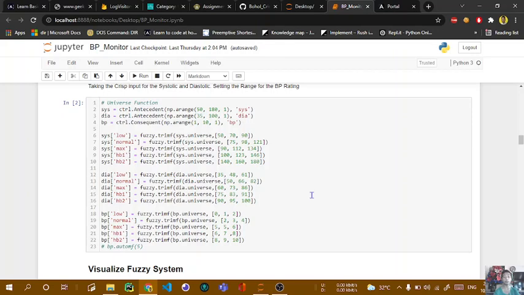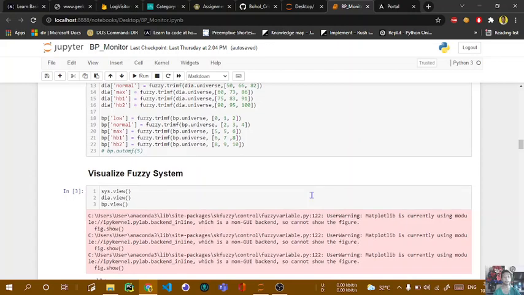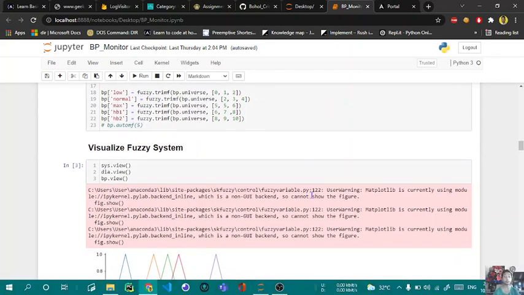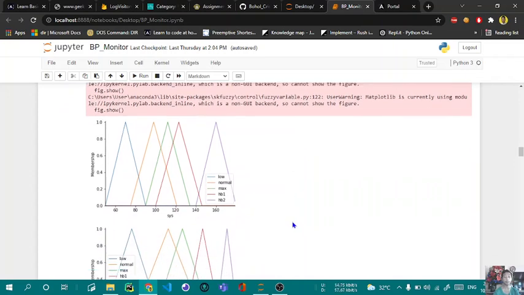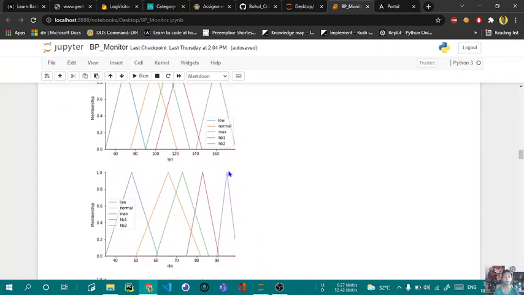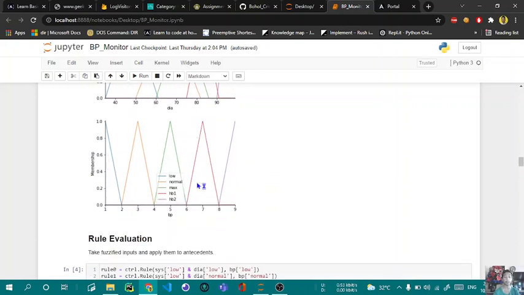So why is there a BP rating? If I have a max result, how much percentage of my BP is it? If I have max, maybe I have 60% max blood pressure. To visualize it, we need to call the view function. So here we have systolic, the diastolic, and the BP rating.